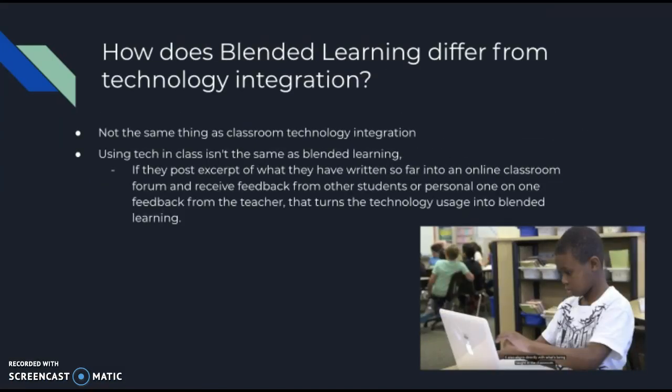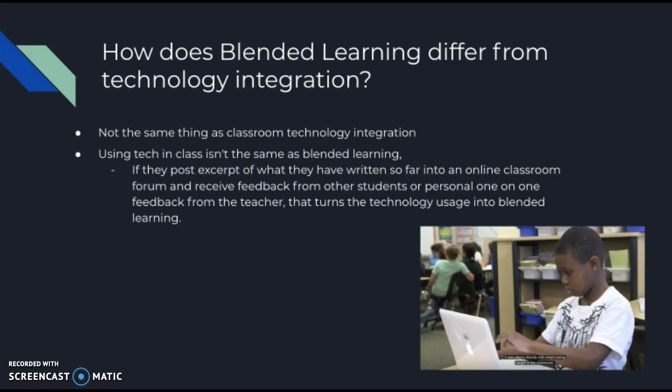So how does blended learning differ from technology integration? Blended learning may sound a lot like integrating technology in the classroom, but it's not the same thing. Using technology in the class isn't the same as blended learning because the technology must be used alongside the objective of the assignment being completed. An example of technology integration can include a teacher giving out quizzes online rather than using the traditional pencil and paper.